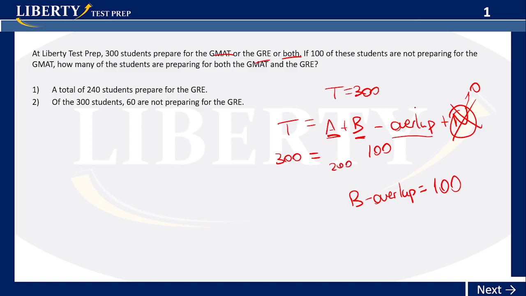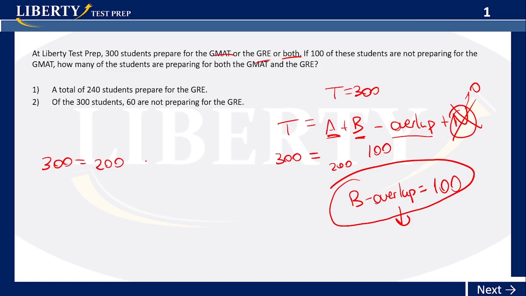You see? But then we don't have the way to get the overlap, because they're asking you for the overlap. So we already have this: 300 is equal to A, which is 200, plus B minus overlap. B minus overlap is equal to 100. But we don't have a way to individualize the overlap. Okay, so that's what they're asking us for.